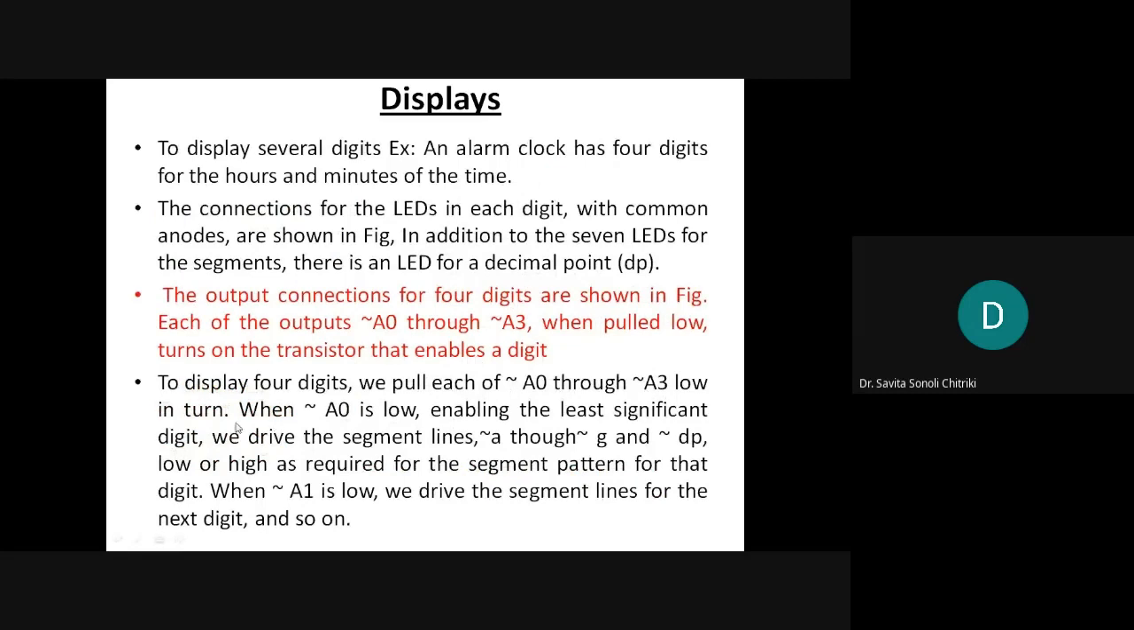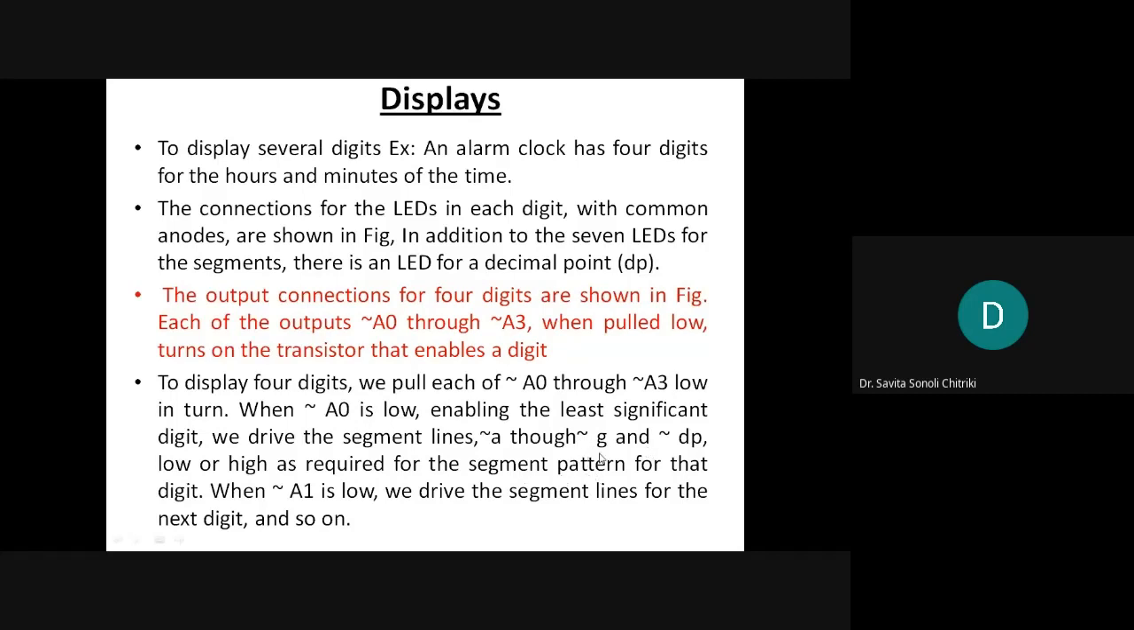A0 to A3 low in turn. So when A0 is low, enabling the least significant digit, we derive the segment lines, that is segment lines A through G and one more, the decimal point DP. So low or high as required for the segment pattern.